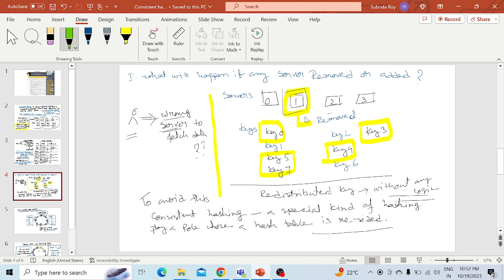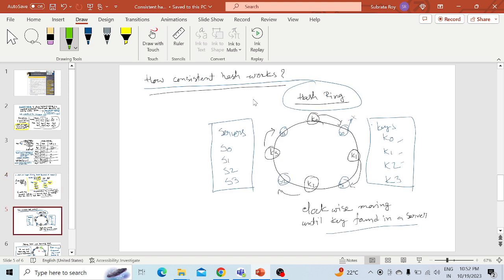Because I have removed that one server, the same thing can happen if I add one more server as part of my scaling exercise. So this is to avoid this thing. This is where consistent hashing comes in and plays a special role, where the redistribution happens logically when it is resized, right?